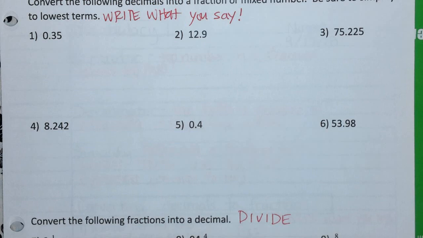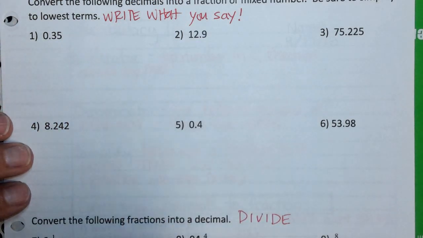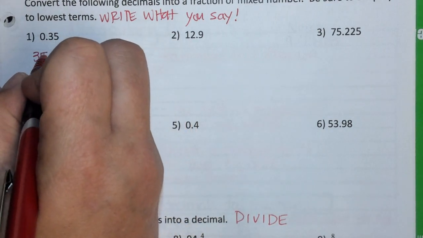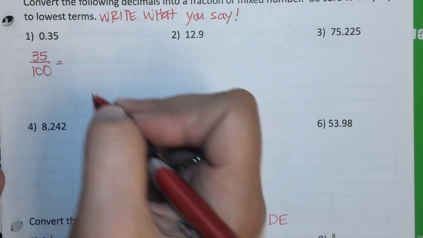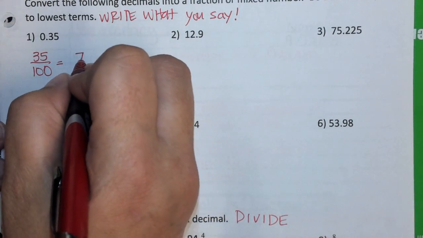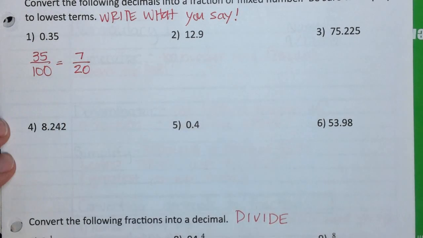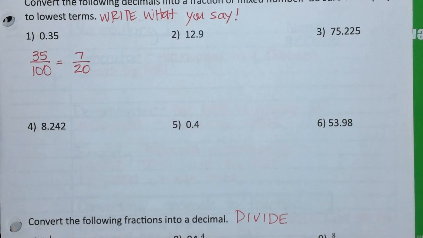Okay. Somebody read number 1 for me as a decimal. 0 and 3,500ths. Perfect. So how do I write 3,500ths as a fraction? You got it. 35 over 100. Can I simplify that? Yes. What number will go into both? 5. Okay. What is 35 divided by 5? 7. And 100 divided by 5? Try to get 20. You're good. I knew what you meant. So, at that point, we are done.